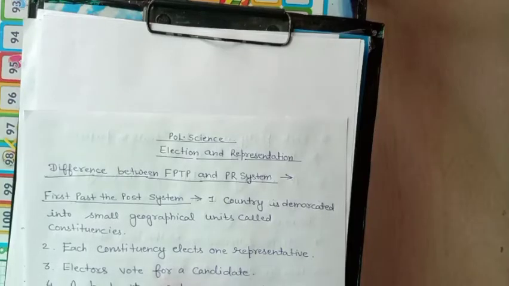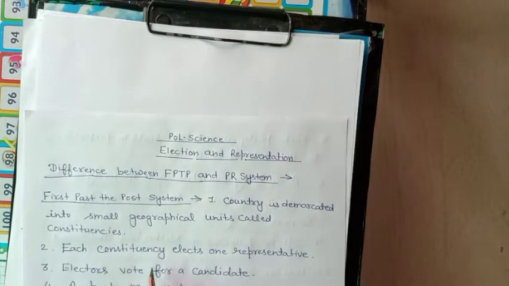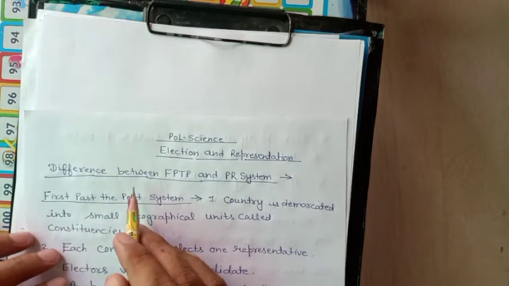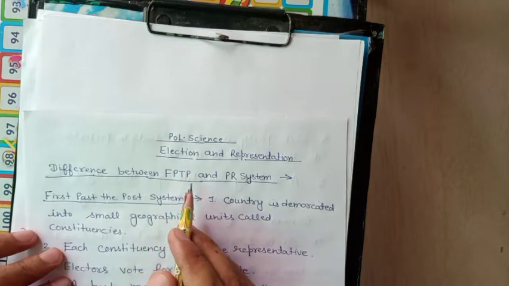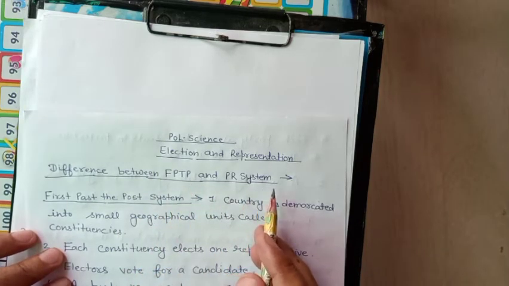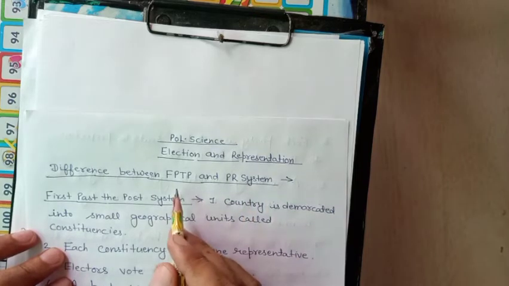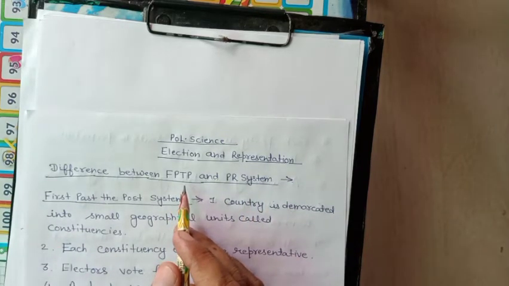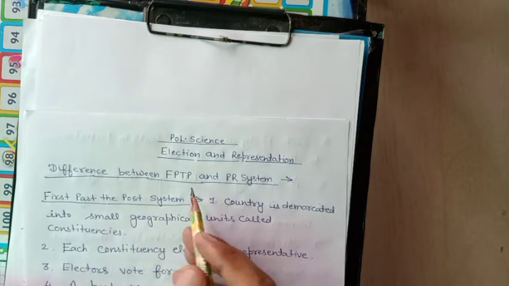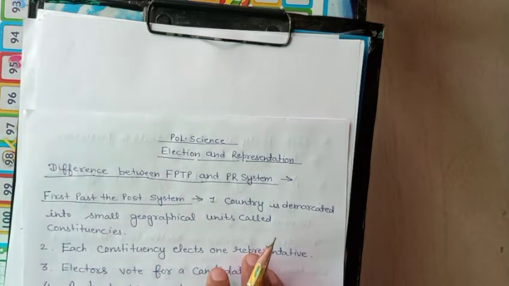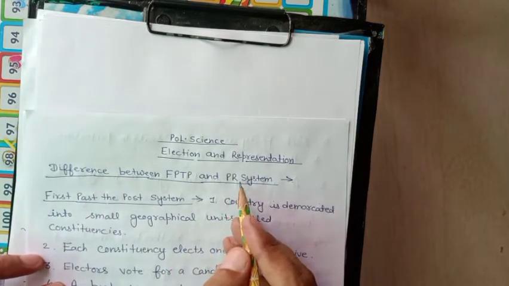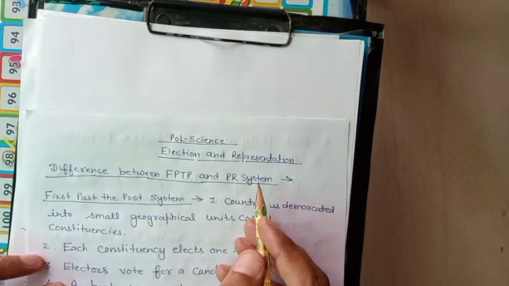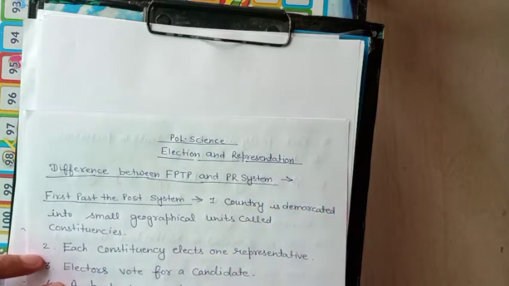Good afternoon, students. Today we start the next topic of our chapter, Election and Representation. The topic is: what is the difference between the first past the post system and the proportional representation system? First past the post system is used in general elections like the Lok Sabha election and the state assembly election, and the proportional representation system is used in the election of President, Rajya Sabha and legislative council. So what is the basic difference?